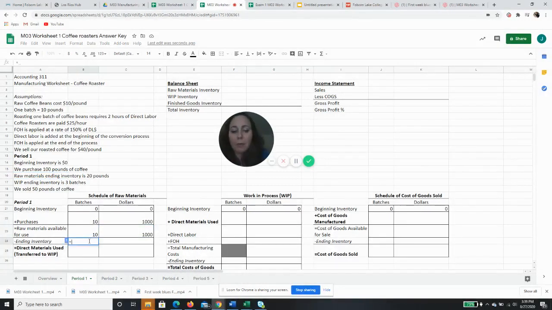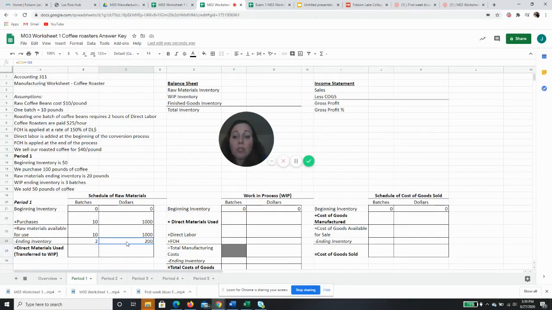Okay, so I'm going to take my 20 pounds divided by 10 pounds per batch. So I know I've got 2 batches left in raw materials, and each raw material batch is $100. So I know I've got $200 sitting in ending inventory that did not get put into production.